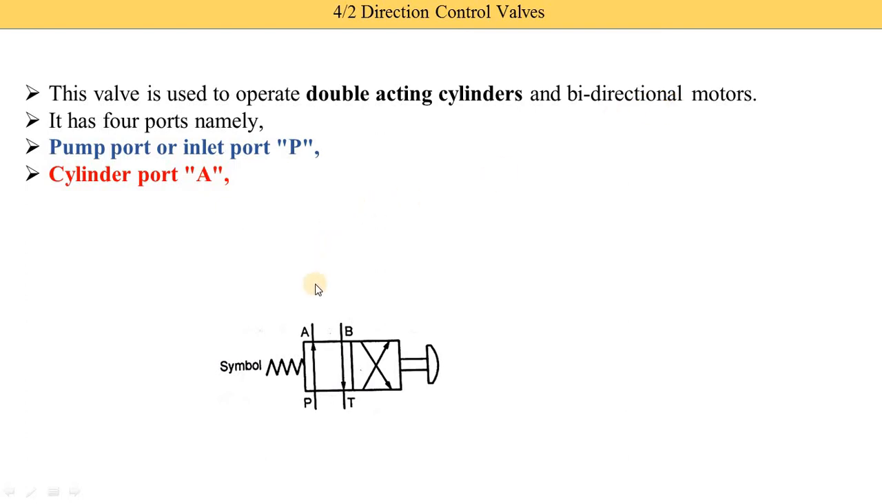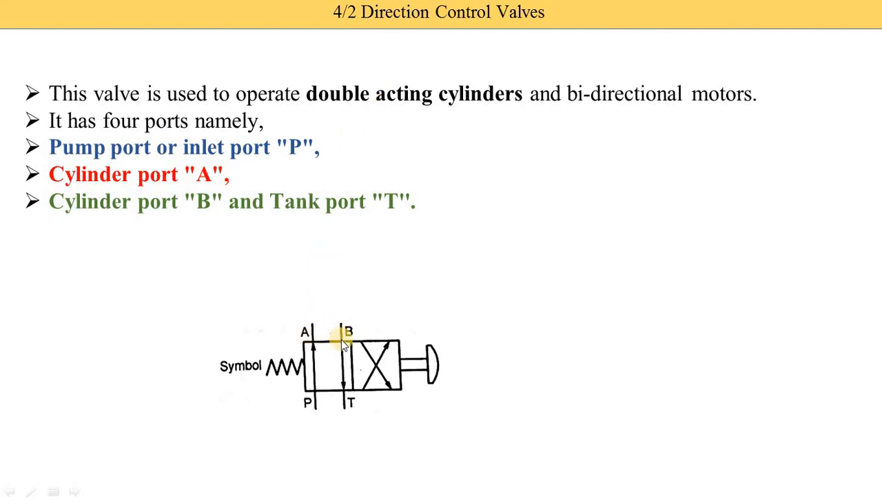Generally we supply the fluid to the cylinder or other actuators, that's why we call it cylinder port A, and here it is cylinder port B. This A and B port are connected with the actuators, either cylinder type or motor type. And T means tank port, which means from the T port the fluid is supplied back to the tank or reservoir.